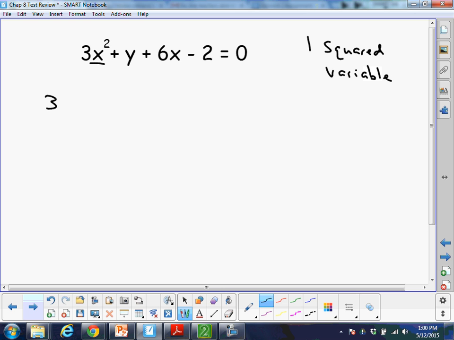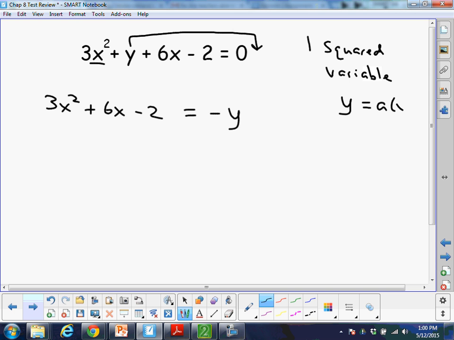Okay, so just the x's are squared. So let's arrange things. We have 3x squared plus 6x minus 2. In this case, I'm going to get the y on the other side. And again, I'm thinking, if you think of a basic quadratic equation, y equals a(x minus h) squared plus k. Sorry, I ran out of space. But it's just one variable squared. Okay, and in the way I just wrote it, just the x side is getting squared, and the y is totally by itself on the other side.